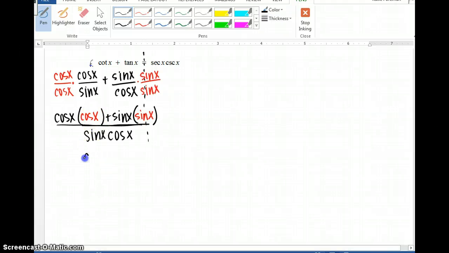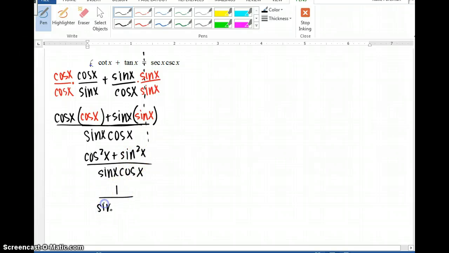Cosine times cosine is cosine squared of x. Sine x times sine x is sine squared of x. All over, maintain the common denominator. Pythagorean identity, again in the numerator, 1 divided by sine x cosine x.